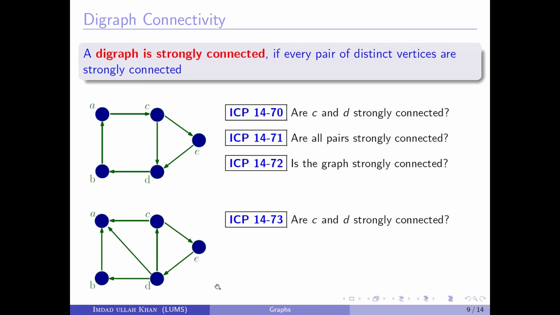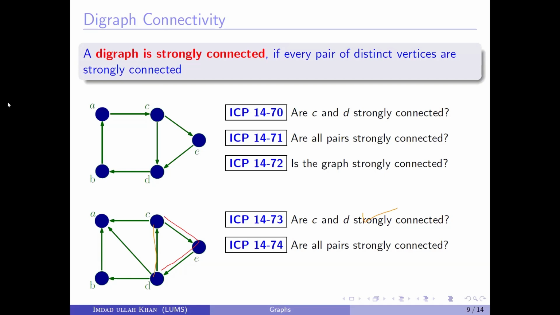Look at the second graph. Are C and D strongly connected? In one of our previous ICPs, we figured out that there was a path from C to D. Is there a path from C to D? Yes. Is there a path from D to C? Yes. So yes, this pair is strongly connected. The answer is yes. Are all pairs strongly connected in this second graph?